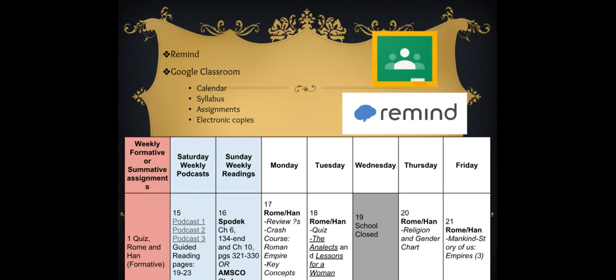The Google Classroom is our digital hub. You will find everything on there: the calendar, syllabus, assignments, and electronic copies. You'll also notice our calendar. The podcasts are hyperlinked with the guided reading pages that correspond. Students can also see what's coming in class Monday through Friday with what assignments are coming up. And it's also great if they're absent, they can see what they've missed.